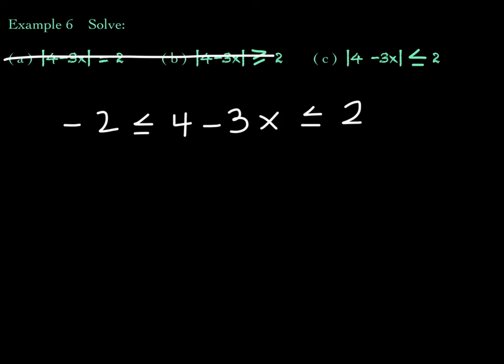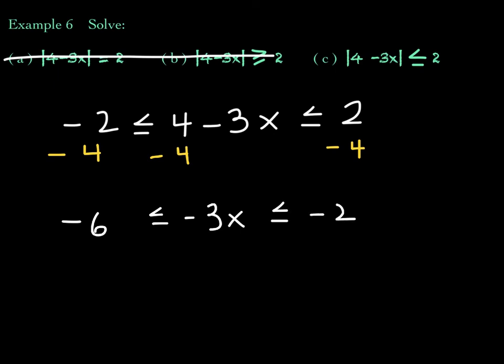The idea here is you want to isolate the variable right in the middle. In order to do that, I'm going to subtract 4 from all three parts. Make sure you subtract 4 from all three parts. You get -6 is less than or equal to -3x is less than or equal to -2. Next, you're going to want to divide all three parts by -3. Now be careful: when you divide by a negative, all your inequality symbols must switch.